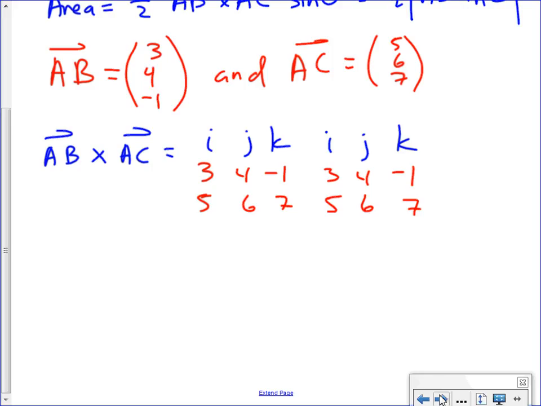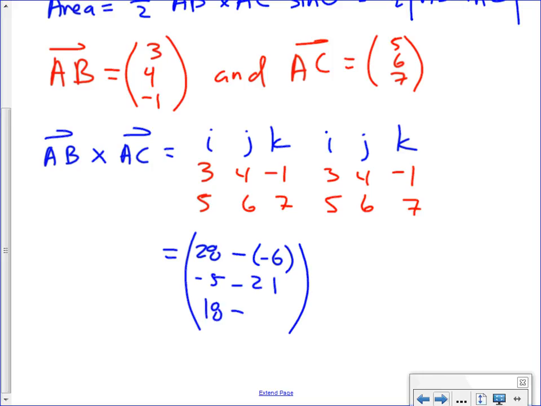All right. i is 4 times 7, 28, minus, plus, so minus -6, that'd be +6, right? j would be -5 minus 21. And then k would be 18 minus 20. So we get 34, negative 26, and negative 2. Is that right?